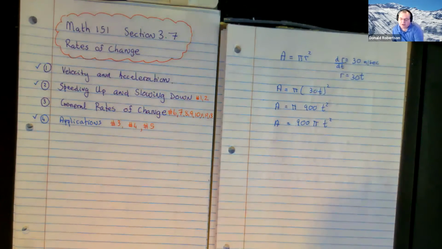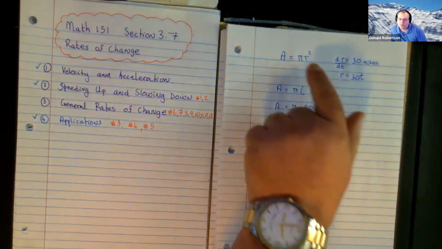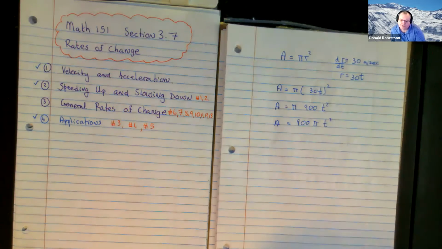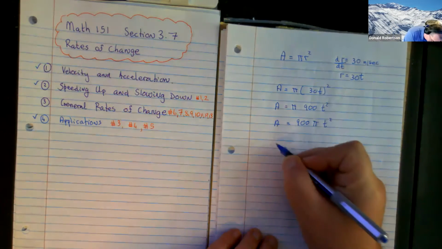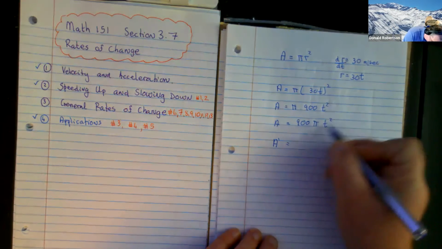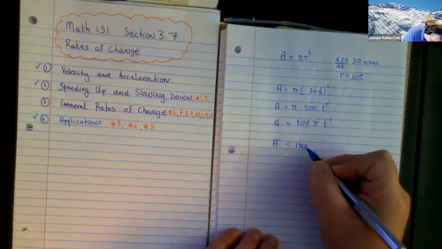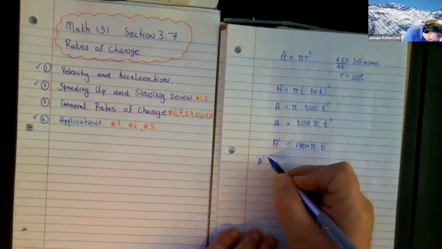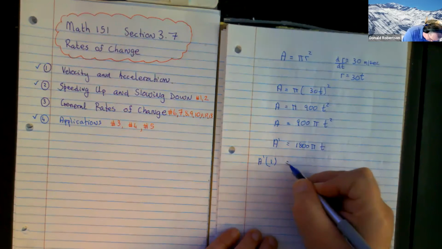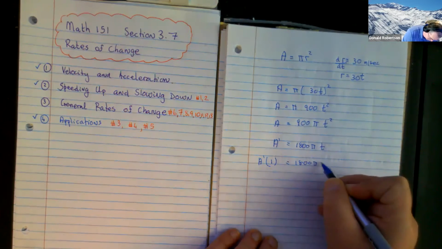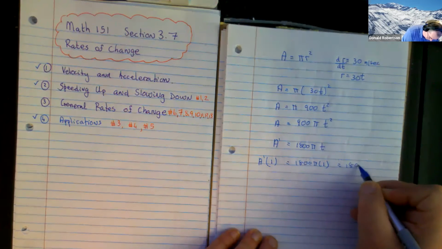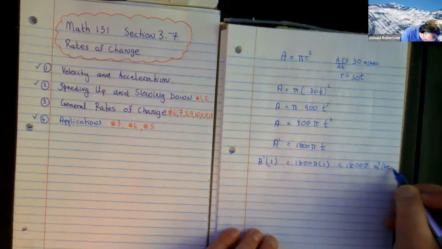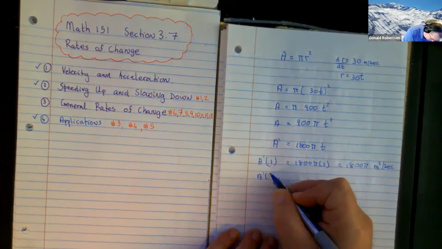So now I have a slightly different formula. In this world, the circle doesn't have a fixed radius, it has a radius that's changing through time, which is a little bit more realistic. Now, if you want to find its derivative, multiply by the power, reduce the power by 1. And you want to find the rate at time equals 1 second. What's the units? Meters per second, so it's going to be square meters per second. And if you wanted to find it at the 5, that's much better.